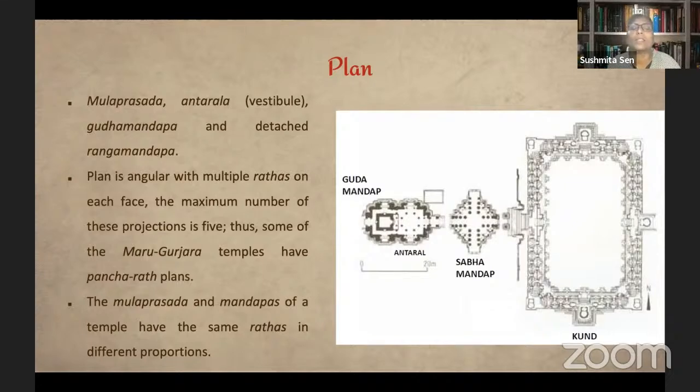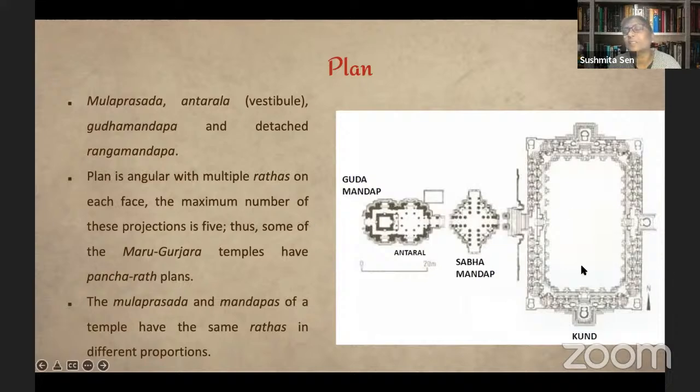The maximum number of these projections is 5, and the Maru Gujarat temples have Pancharatha, which in Gujarat is very rare though. Mainly it is Dvi-Ratha and Tri-Ratha. And the Mula Prasada and Mandap of a temple have the same Ratha in different proportion.